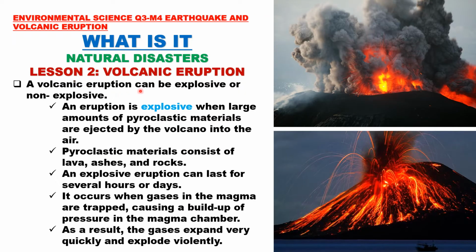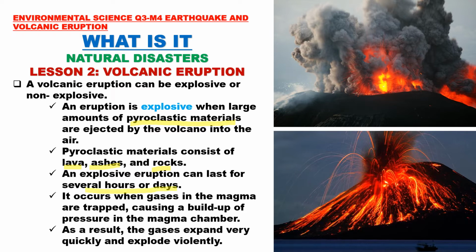A volcanic eruption can be explosive or non-explosive. So an eruption is explosive when large amounts of pyroclastic materials are ejected by the volcano into the air. So pyroclastic materials consist of lava, ashes, and rocks. An explosive eruption can last for several hours or days.